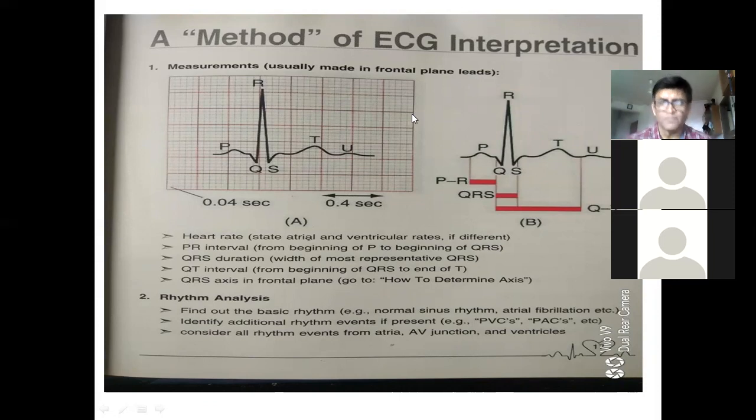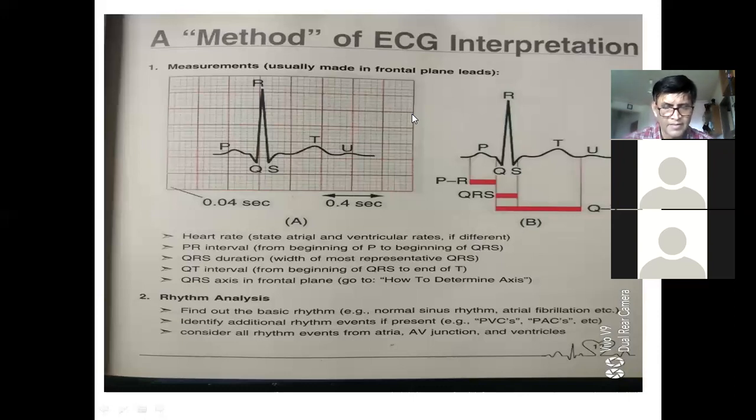Start. If the distance between the two RR intervals in small squares is 10, calculate the heart rate. The heart rate formula is 300 divided by big squares, or 1500 divided by small squares. This is between RR intervals. If the distance between small squares is 10, then the heart rate is 150.